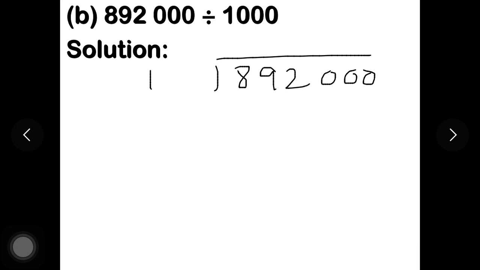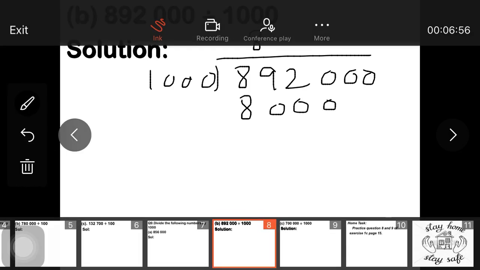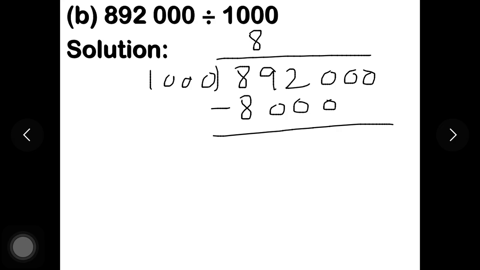Now part B. The value of part B is 892,000 divided by 1000. 1000's 8s are 8000. Now we will subtract 0, 2, 9. Next digit is 0. 1009's are 9000.